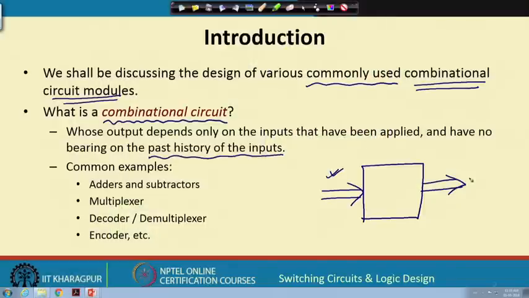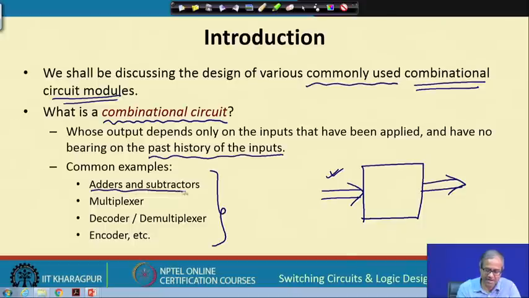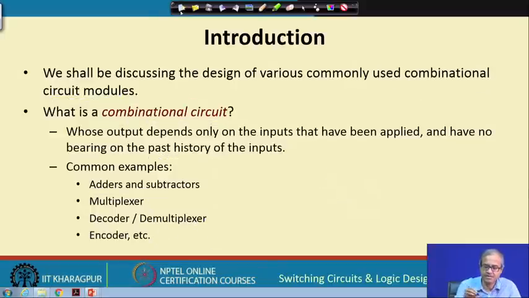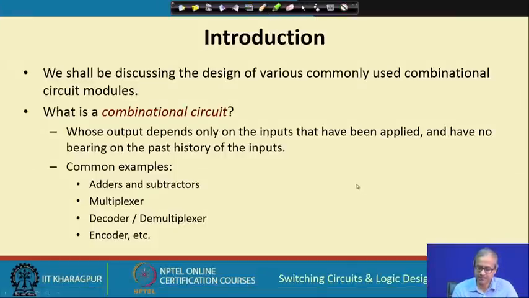Some of the very common examples of combinational circuits that we shall be discussing are, first we shall be talking about adders and subtractors. Multiplexers we already have talked about earlier, we shall be looking into it again, decoders and demultiplexers and encoders. These are some of the functional blocks that we shall be going into some detail.